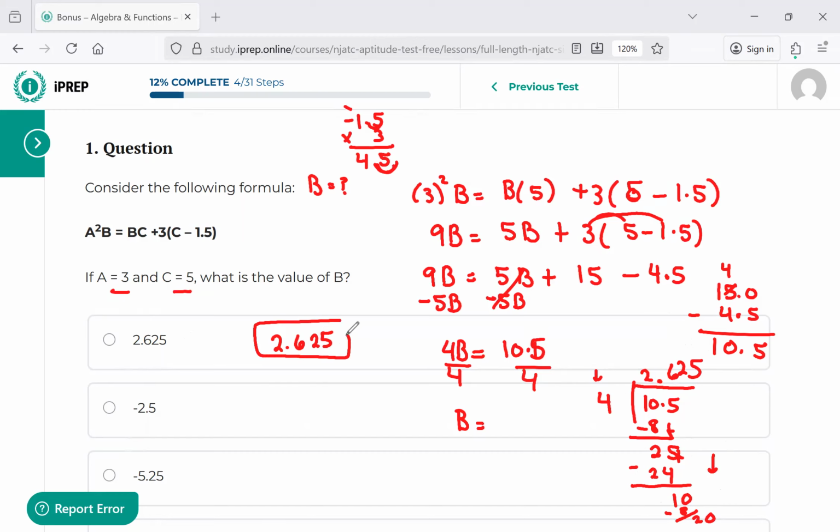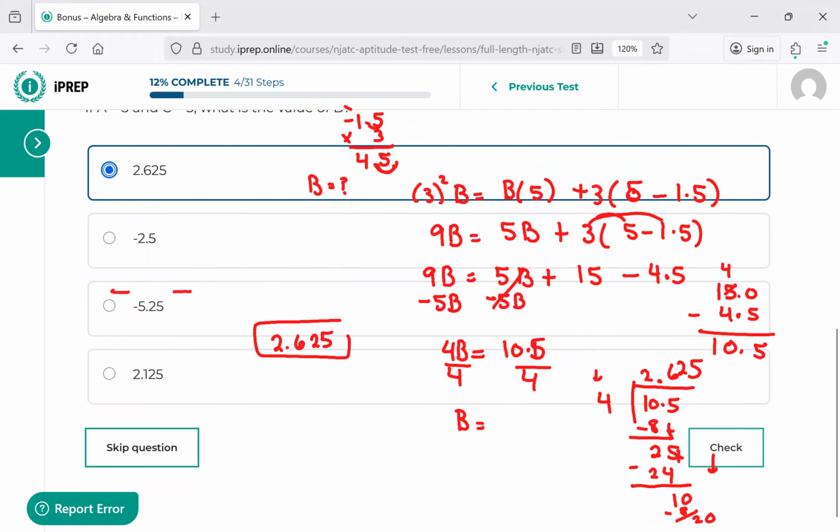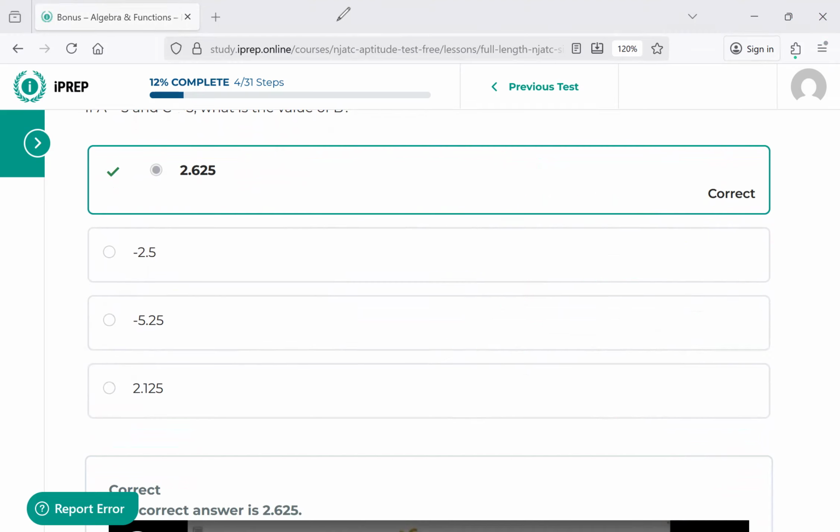Okay, so that's not too bad, right? On this one, I just plugged in my values right away. I didn't wait until the very end. I plugged in my values and then isolated B. Okay, let's continue on.